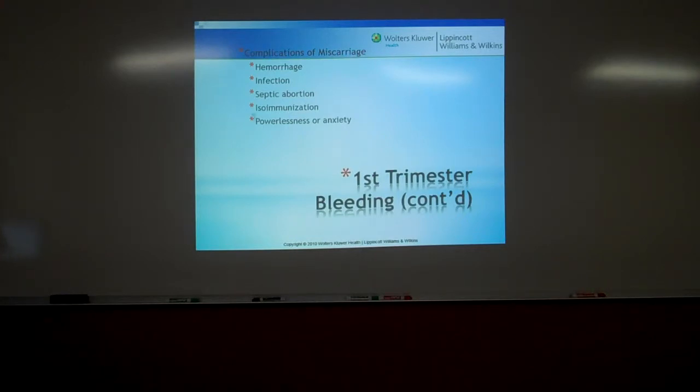You worry about isoimmunization, so if she's Rh negative and she's miscarrying or has an ectopic pregnancy, you're going to give the RhoGAM. You also worry about hemorrhage or infection. If it's an ectopic pregnancy, you worry about that rupturing. Mom will feel a unilateral stabbing pain and tenderness in the lower abdomen, and referred shoulder pain if it ruptures. You need to get her to surgery immediately, and she may lose that tube if that ruptures.